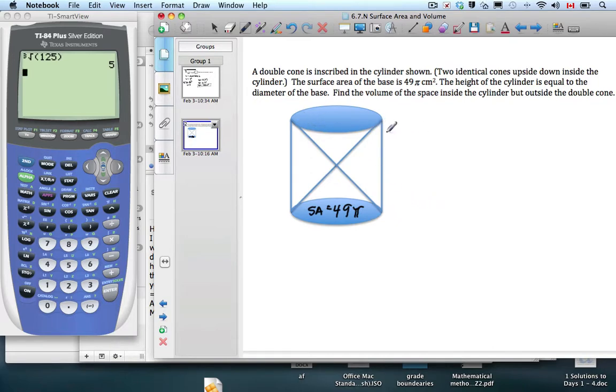Right. Let's call the height x, which is equal to the diameter of the base. Okay, so find the volume of the space inside the cylinder, but outside the double cones. Right, so it's kind of like an hourglass scenario, where the sand is inside those double cones, and the air is all in the glass area between the hourglass things, if that makes any sense.